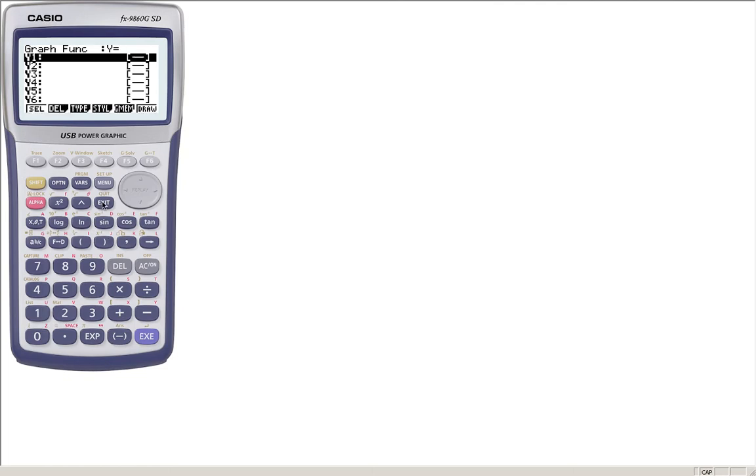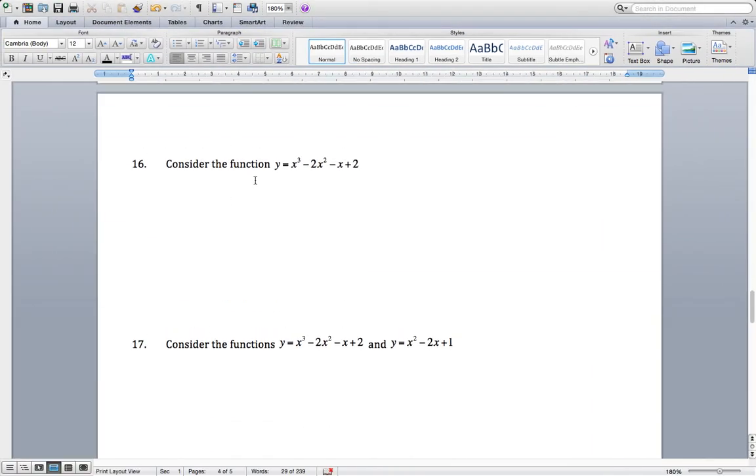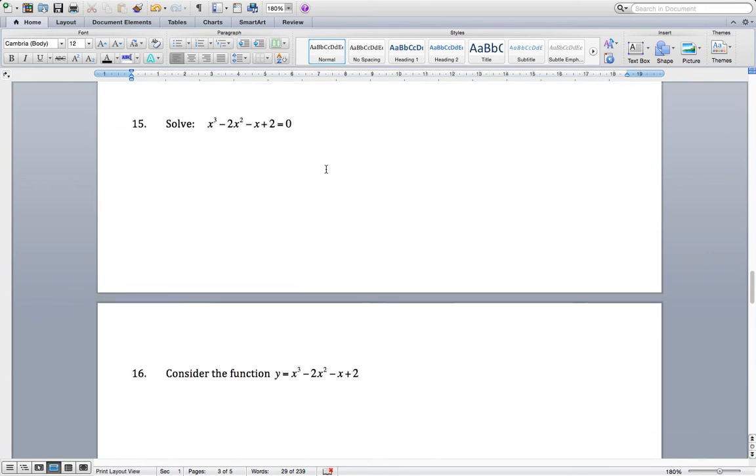Fine. So let us look at how to sketch a graph. So let us look at this problem. Consider the function y equal to x cube minus 2x square minus x plus 2.